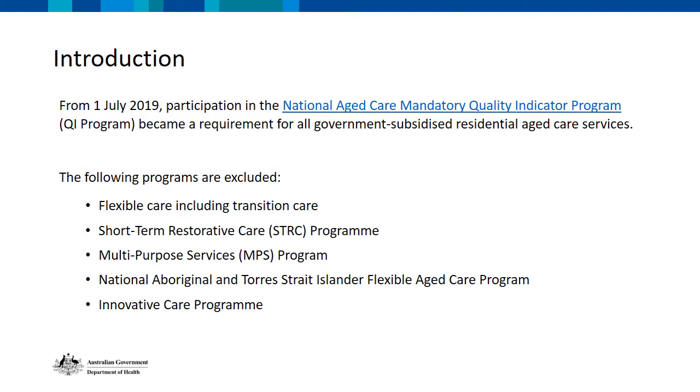From 1 July 2019, participation in the QI program became a requirement for all government-subsidised residential aged care services. It is now mandatory for residential aged care services, including respite services, to submit QI data to the Department of Health every 3 months. The following programs are currently excluded from the QI program: flexible care, including transition care, the short-term restorative care program, multi-purpose services program, the National Aboriginal and Torres Strait Islander Flexible Aged Care Program, the Innovative Care Program.